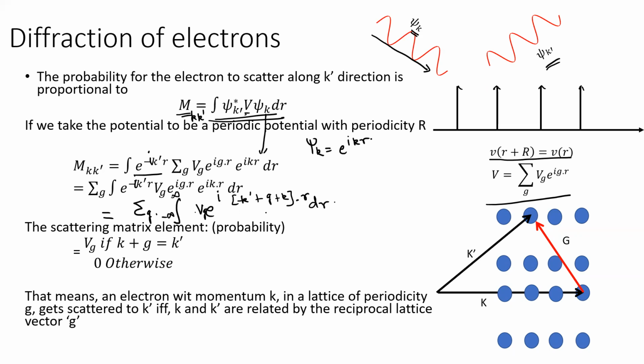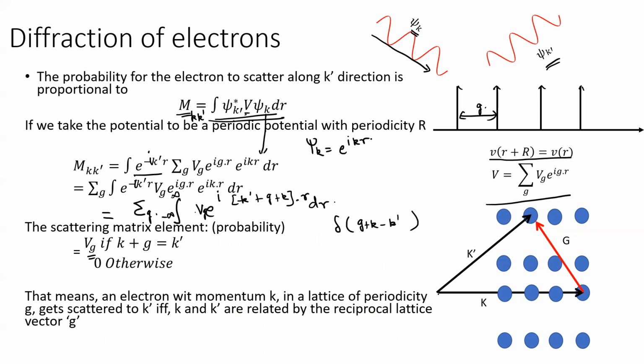This integral will hold a non-zero value. So basically this is delta of G plus k minus k prime, right? The entire integral will have a non-zero value, which is equal to V_G, only if k plus G is equal to k prime. What we mean is G is a reciprocal lattice vector, right? So this is G and this is k and this is k prime. So what we mean is the scattered wave vector should be a summation of the incident wave vector plus the reciprocal lattice vector.